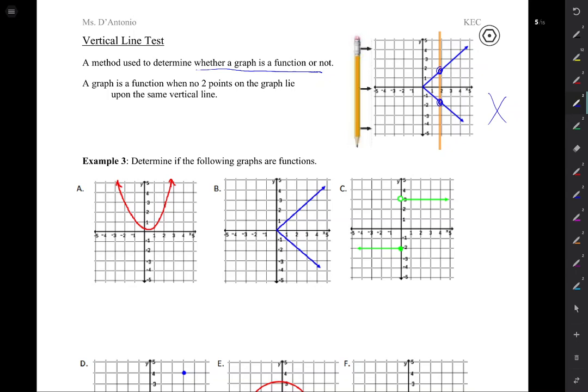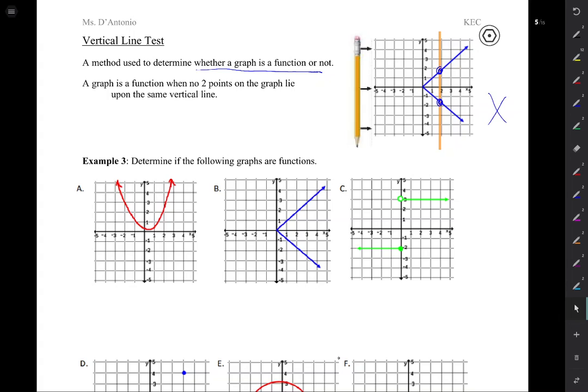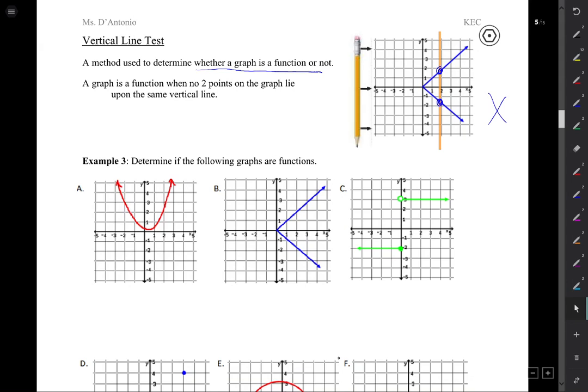So in order for a graph to be a function, it needs to pass the vertical line test. And what that test is, you take your vertical line and you run it through the entire graph, and it cannot touch the graph at more than one point at any time. So you need to be able to run your vertical line or your pencil through the whole graph, and it can never touch it in more than one spot at a time. So let's try another example.